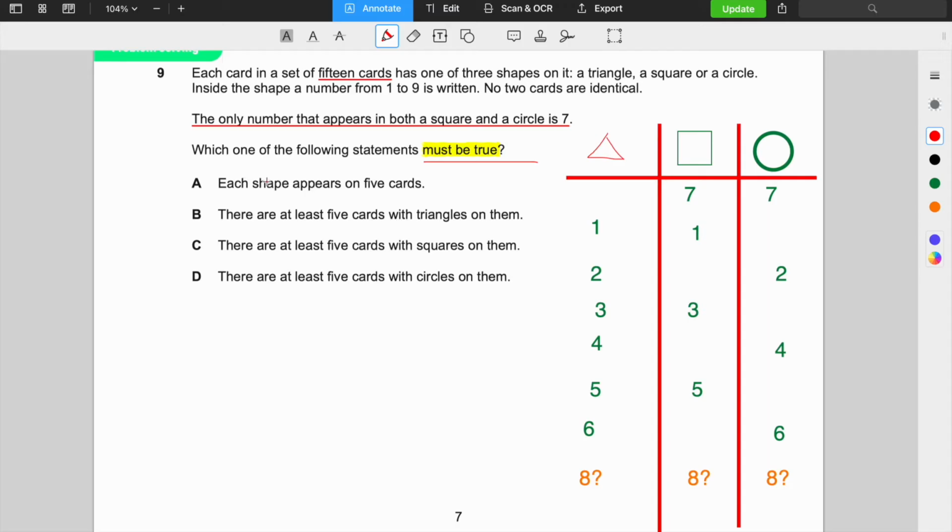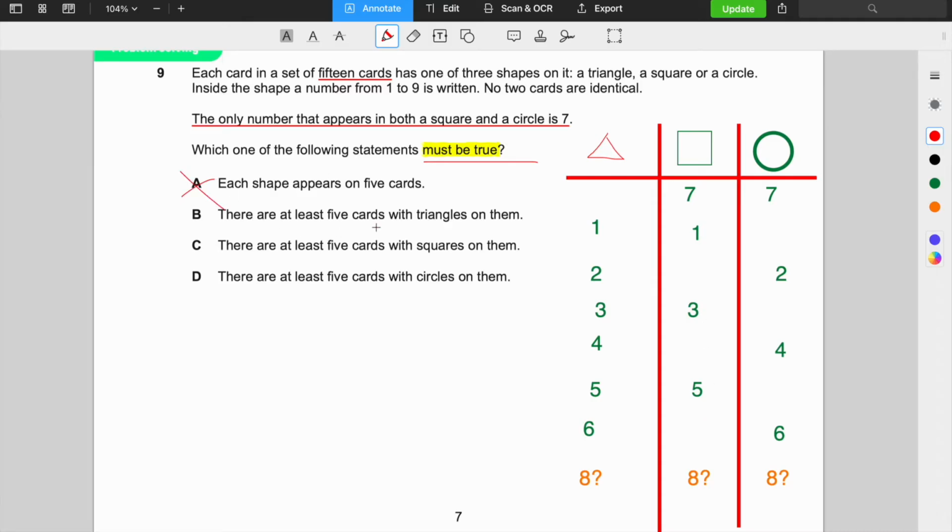A, is it definitely true? No. Each shape appears on 5 cards. No, because here we have, for example, 7 triangles, and here we have 1, 2, 3, 4. Look. It's not definitely 5 for each shape.